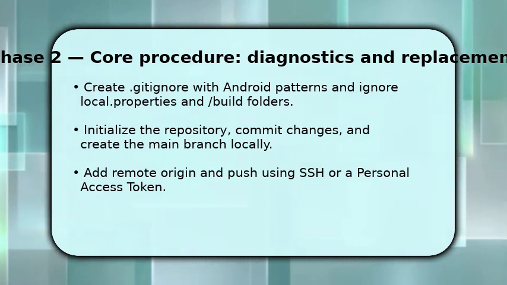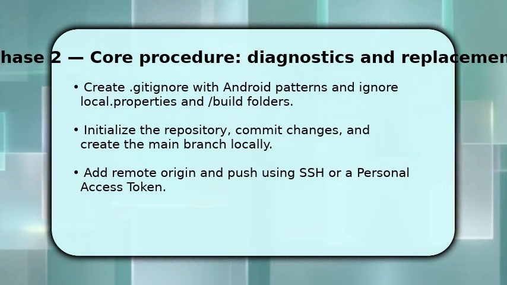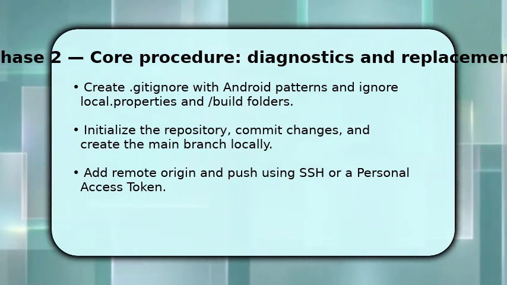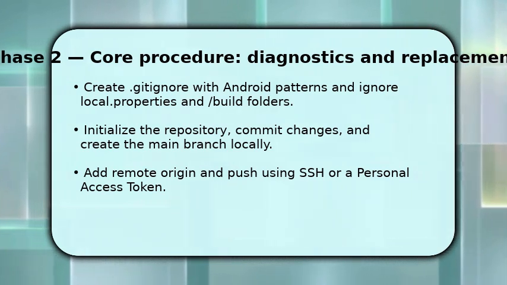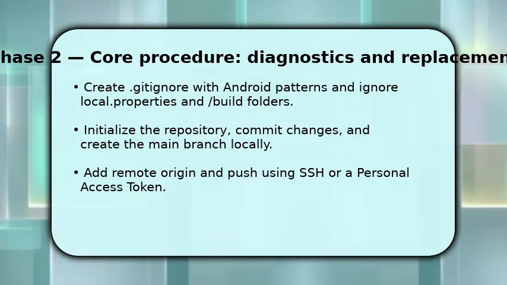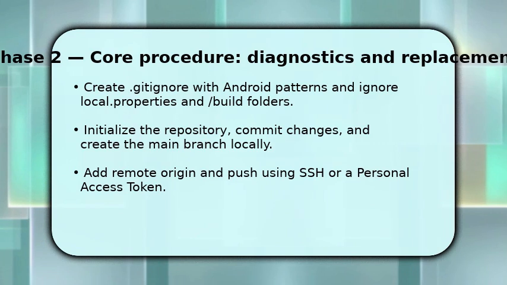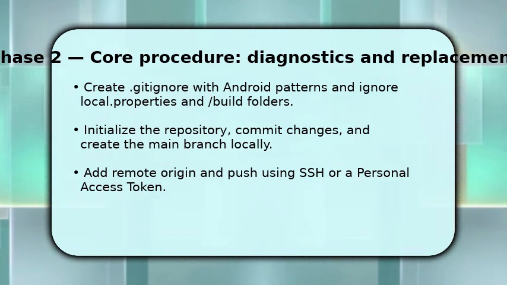Add the remote with git remote add origin git@github.com:username/repo.git, or using an HTTPS URL. Push the branch with git push -u origin main using SSH key authentication or a personal access token when prompted.